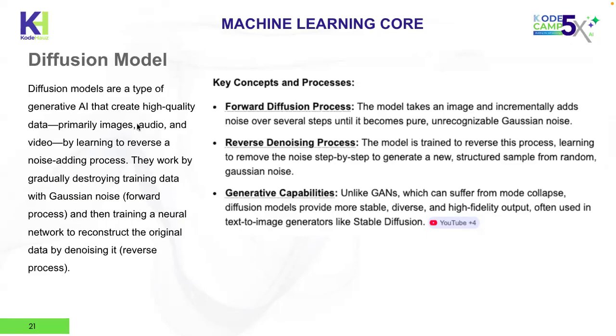So you destroy the training data with Gaussian noise, and then you train a neural network to reconstruct the original data by denoising it. So denoising is the model learns to remove the noise, right? The reverse process effectively. So the forward process, you take an image, you incrementally add noise over several steps, right? So you add small noise to the image.